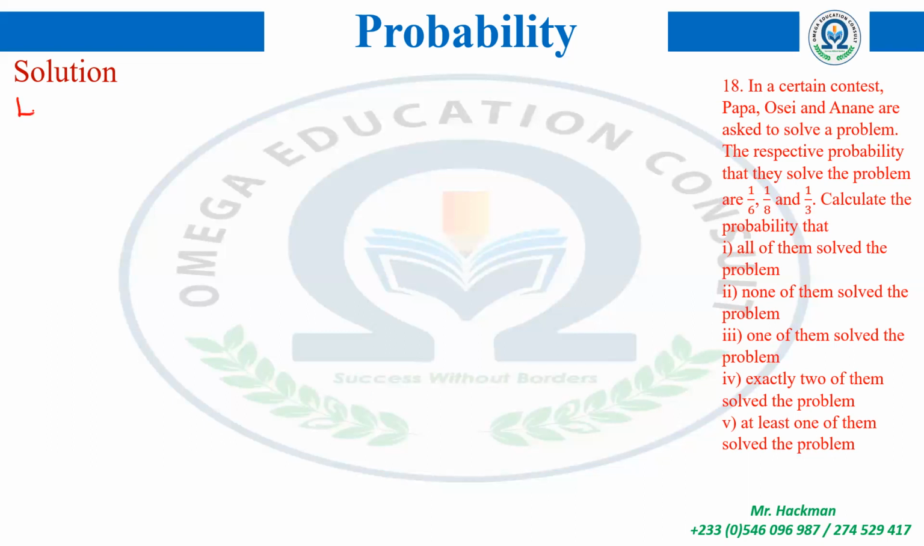If I read this, I have Papa, Osei, and Anani were asked to solve a problem, and their respective probabilities that they solve it. So it means the probabilities we have here are the probabilities for events: the first one is the event that Papa solves the problem, the second one is the event that Osei solves the problem, and the third one is the event that Anani solves the problem.